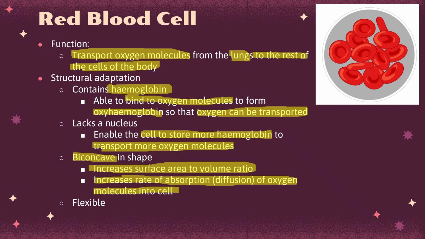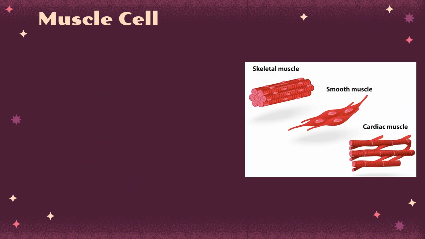The fourth one is that the red blood cell is very flexible. It is not rigid, and therefore when it is flowing around our body, it is able to squeeze through narrow blood capillaries. Okay, so for a red blood cell, there are 4 adaptations.